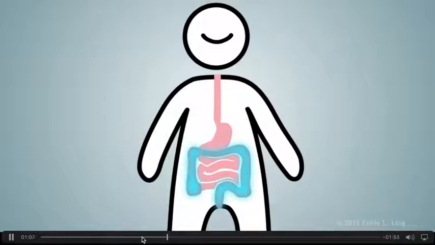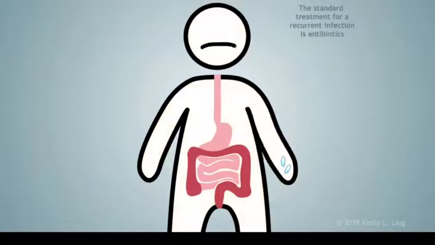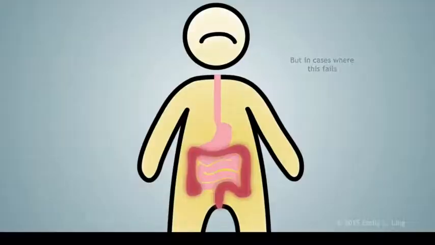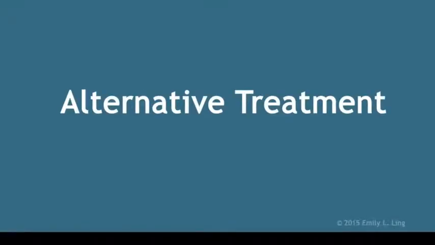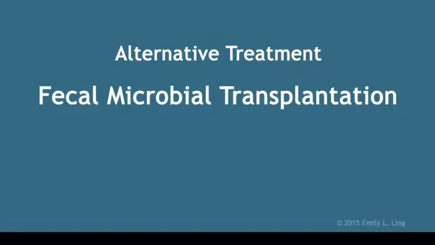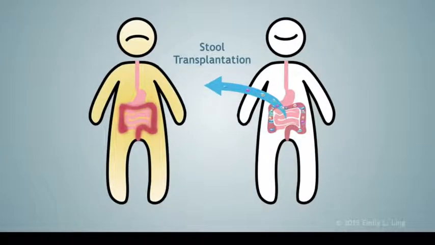Clostridium difficile is normally treated with a course of antibiotics, but recurrent infection occurs in 20% to 60% of patients after an initial episode. The standard treatment for a recurrent infection is antibiotics, but in cases where this fails, there is a new alternative treatment. An emerging solution for patients with recurrent infection is fecal microbial transplantation, or FMT. Also known as stool transplantation, FMT restores good bacteria in the colon by using the good bacteria from a donor.